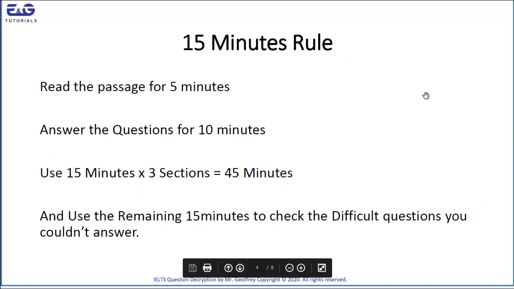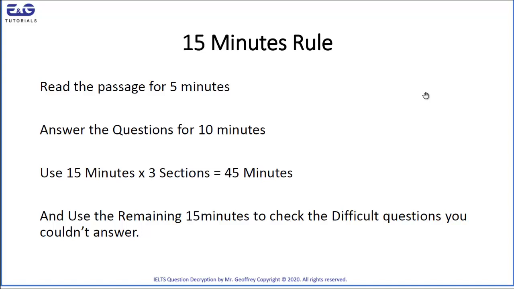All right, so what we're going to discuss is the 15 minutes rule. Now it's very simple. It says read the passage for 5 minutes. Just you reading the passage, trying to get a general idea of the passage, and now answer the questions for 10 minutes. Do this for the 3 sections, which is 5 minutes each. You discover that you have 15 minutes remaining to check the difficult questions that you couldn't answer.